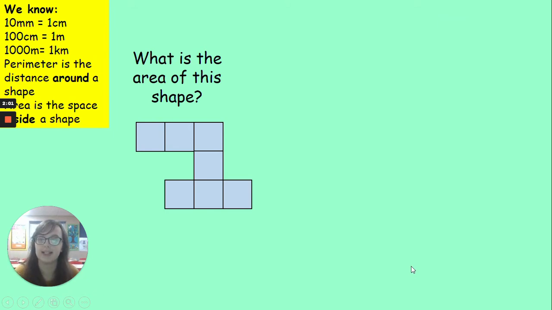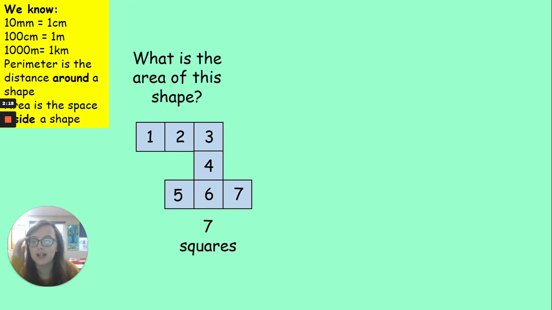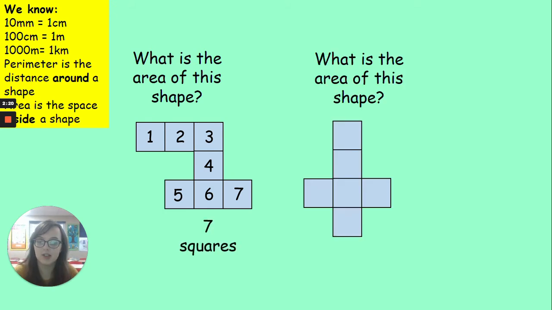So on to today's lesson then. We have this shape here in front of us. How are we going to find its area? Well, area is the space inside, so we're going to count up the squares. Off we go. So 1, 2, 3, 4, 5, 6, 7. It has an area of 7 squares. Here's a second shape. Let's find the area of this one. And this one has an area of 6 squares.